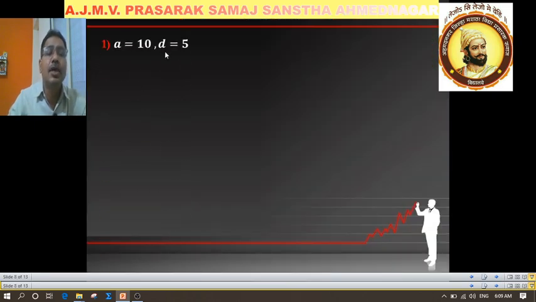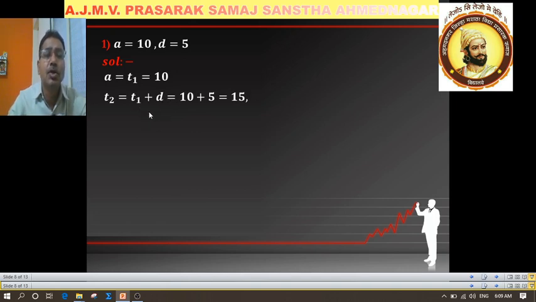First A is equal to 10, D is equal to 5. Solution. A is equal to T1 is equal to 10. So find the second term. T2 is equal to T1 plus D, by adding the common difference D in the previous term. So we have 10 plus 5 which is equal to 15.